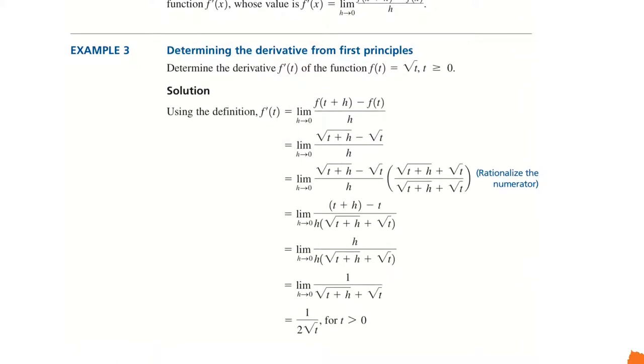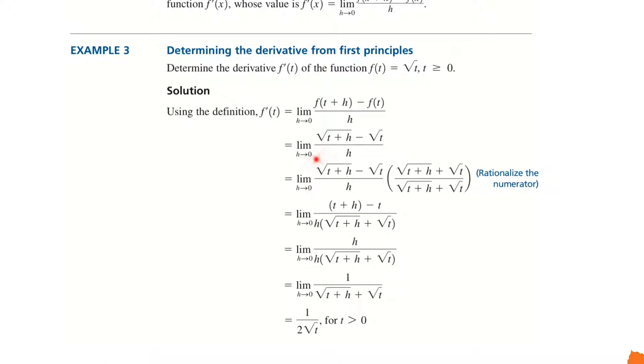Let's find the derivative of f of t equals square root of t, when t is greater than or equal to 0. By definition, which is also known as first principle, f prime of t is the limit of f of t plus h minus f of t over h as h approaches 0. F of t plus h is square root of t plus h, f of t is square root of t, divided by h, and the limit of square root of t plus h minus square root of t over h as h approaches 0 is the derivative.